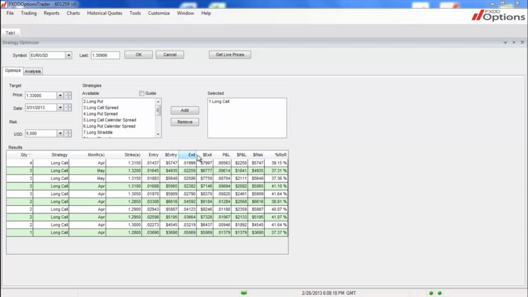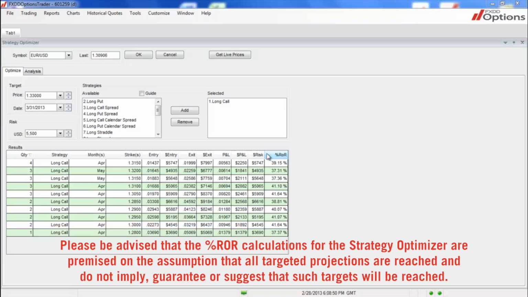The next two columns, exit and dollar exit, show the same information respectively, but for the exit rather than the entry. The next two columns, P&L and dollar P&L, again show the same information, but for the total profit or loss of the strategy. Risk you should recognize simply as the premium amount you pay, as that represents the total risk of buying an option. Please remember, however, that short options carry unlimited risk. Finally, percent ROR is the percentage rate of return on the strategy.